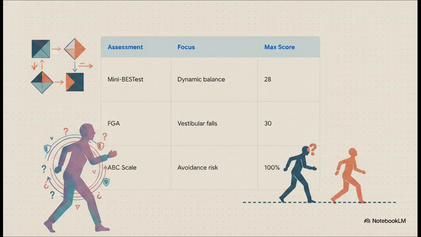So let's break down the structural differences of those first 3 tools. The Mini-BESTest looks at 4 distinct subsystems of balance with a maximum score of 28. Then we have the Functional Gait Assessment, or FGA, which is made up of 10 dynamic items for a max score of 30. What's absolutely vital about the FGA is that it samples real-world vestibular challenges, things like walking with head turns or walking with a narrow base of support. And finally, the ABC scale gives us 16 subjective items, measuring a patient's confidence out of 100%.